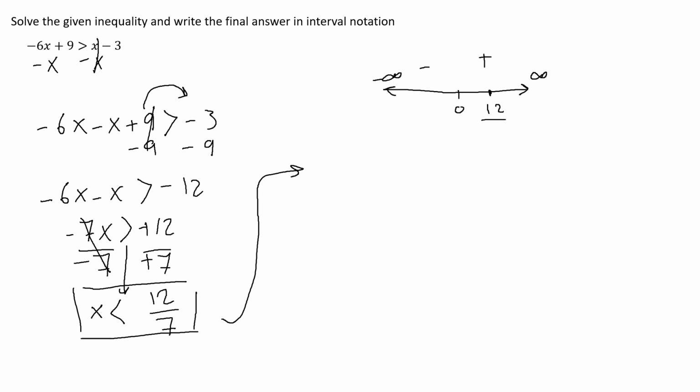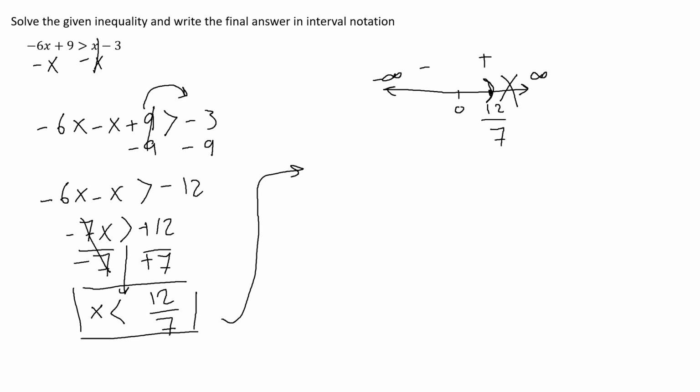Anything larger than 12 over 7 we're going to disregard when we write our interval notation, and we're going to have a parenthesis at 12 over 7. And the reason is that the inequality sign doesn't have an equal sign with it.